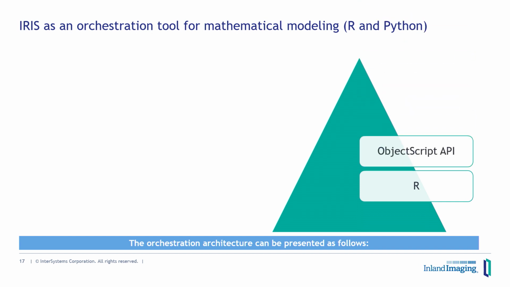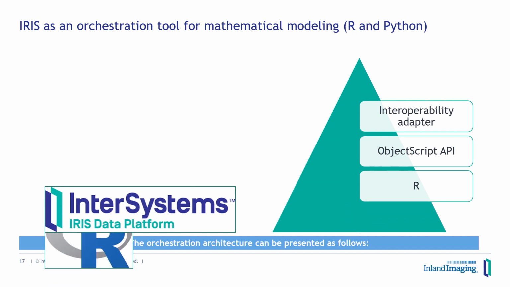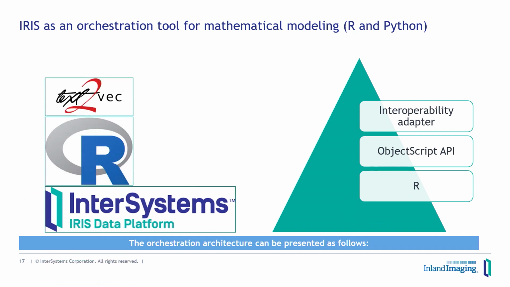Okay, and we have an ObjectScript API which we are using to connect to R, which is available for you on OpenExchange. You can just download it and use it. And most important of all, we have an interoperability adapter which you can use to automate and orchestrate your R processes right from InterSystems IRIS. So you have R, you have text2vec, you have mlr, you have ggplot2. All the R libraries are available to you right from your InterSystems IRIS.